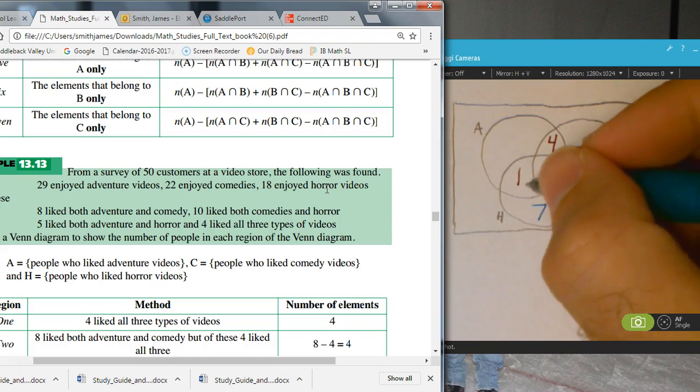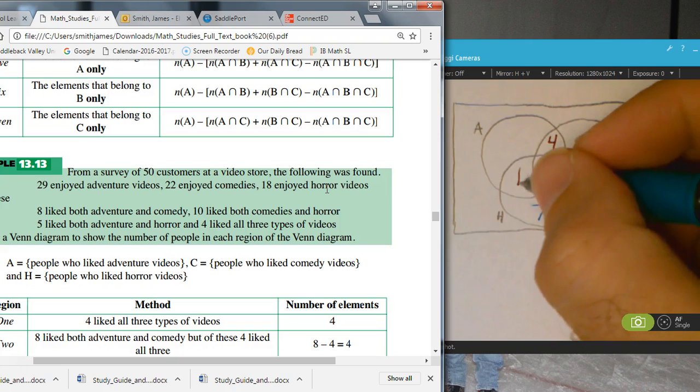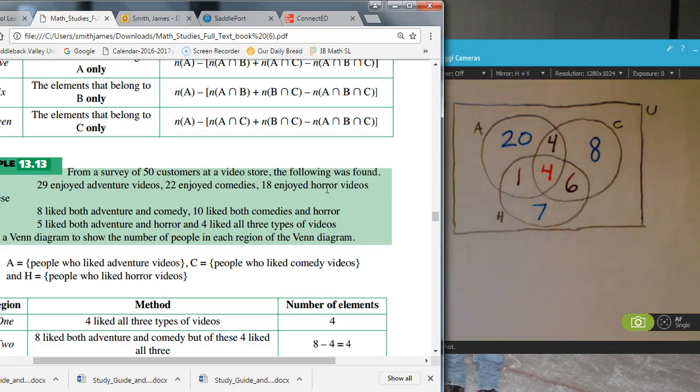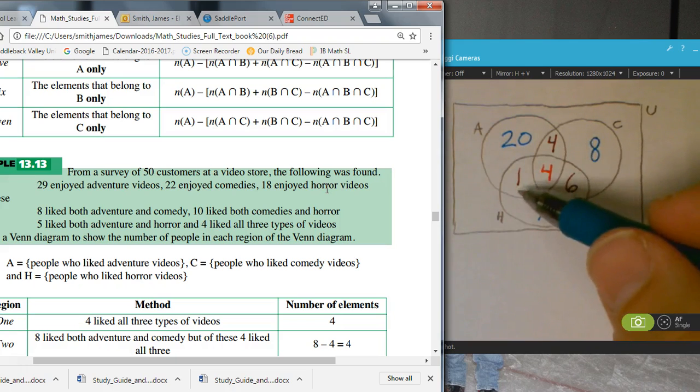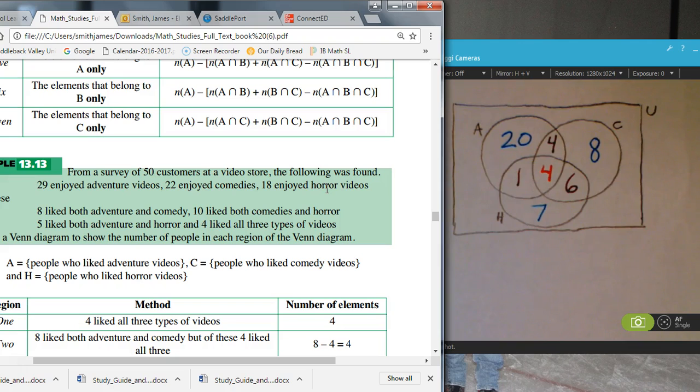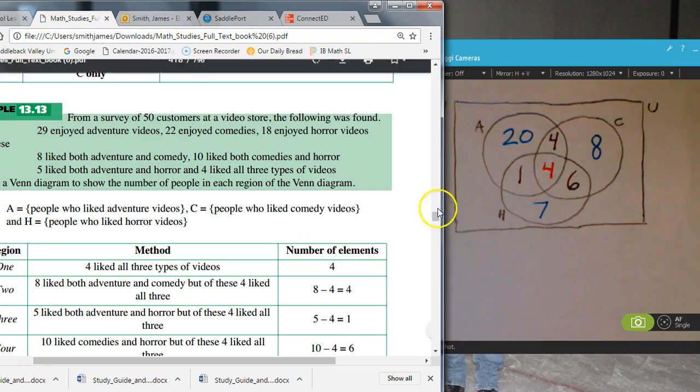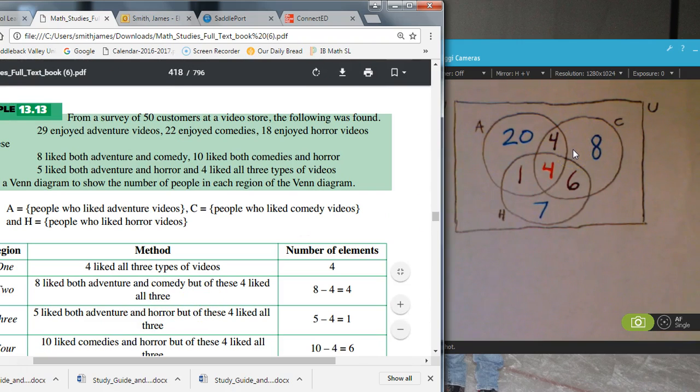So far we have 9 people within adventure, so the remaining 20 are adventure only and do not enjoy any other type of movie. They're adventure only. So far, if you take a look at what we have, of all the people that we've identified, so take a look at what we have so far within our Venn diagram.